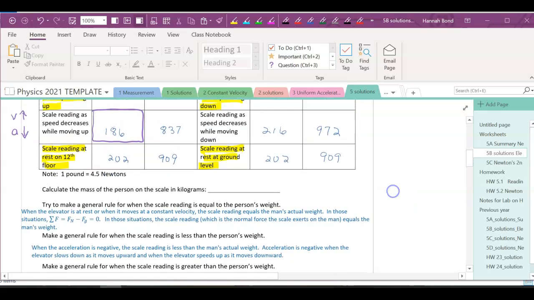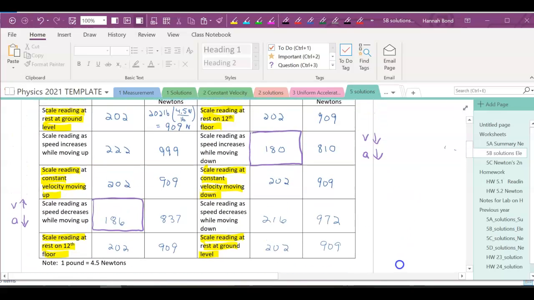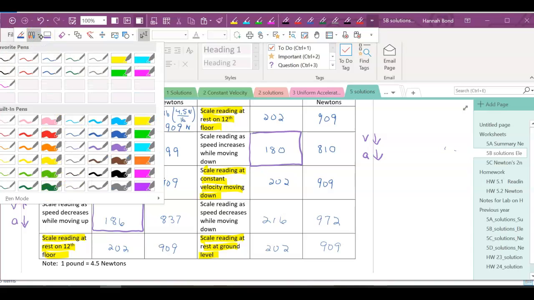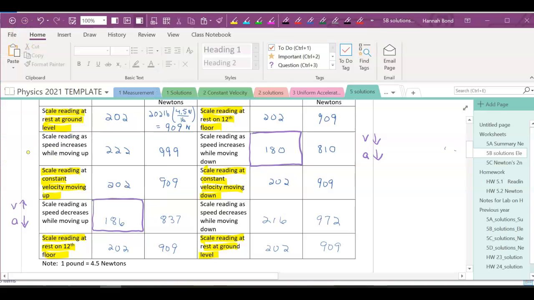And now finally, let's make a general rule for when the scale reading is greater than the person's weight. Let's get another color here, maybe orange. Okay, so one situation is right here. As the man started to move upward from the ground floor, the scale reading increased to 222, and that's more than he actually weighs. So he was moving upward and his speed was increasing, so acceleration was pointed upward.